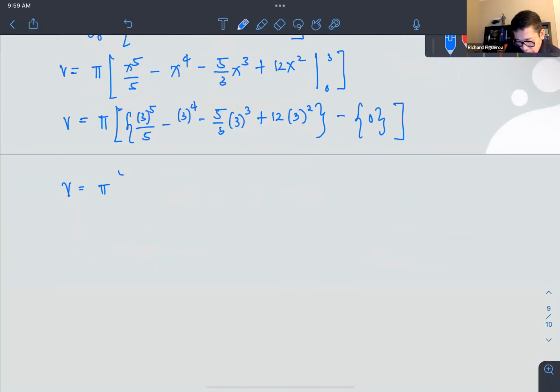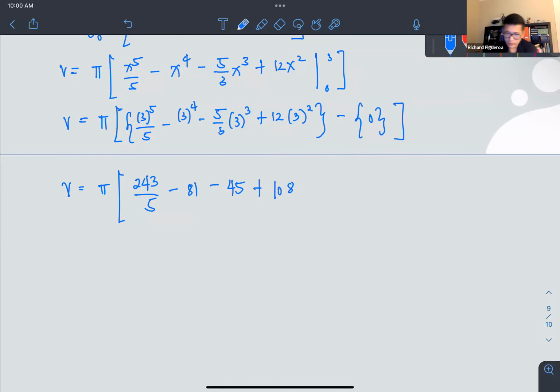So V then would be pi. So 3 raised to 5. So 3, 9, 27, 81 times 3, 243 over 5 minus 3 raised to 4, 9 times 9, 81. Then minus 3 cube over 3, that is 3 squared, 9. 9 times 5, 45. And then plus 12 times 9, 18, 108. Diba? 108.